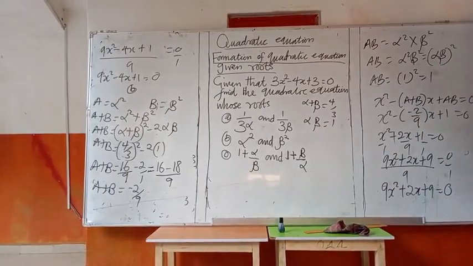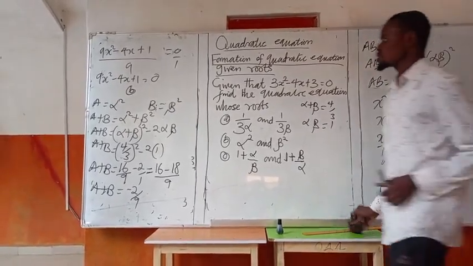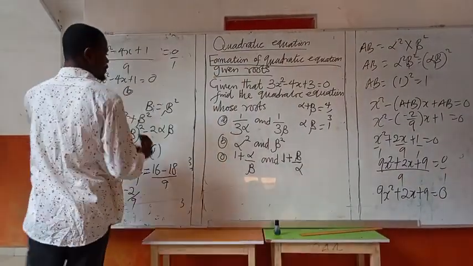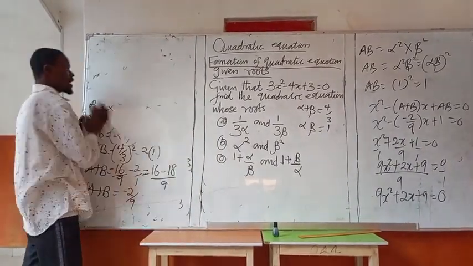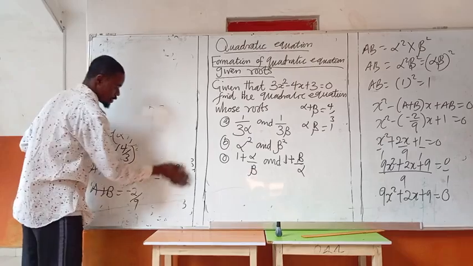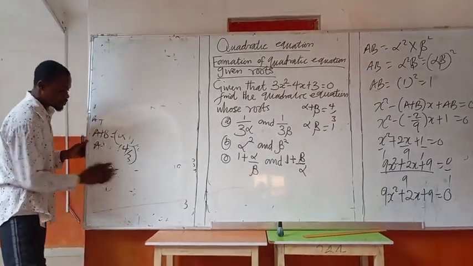So the last one is this. Let me start from here. Final question. Our aim is to find a plus b and ab. If you can do that, substitute it into the general equation, we are done.